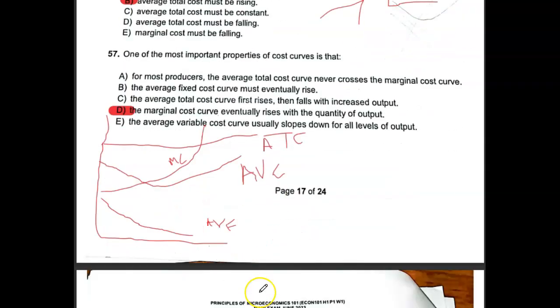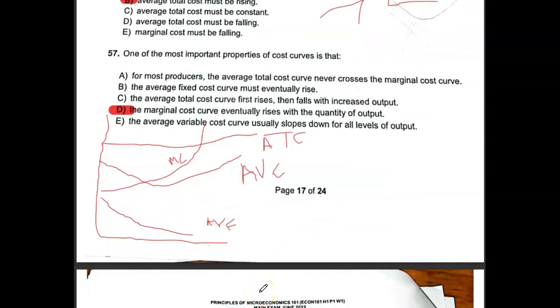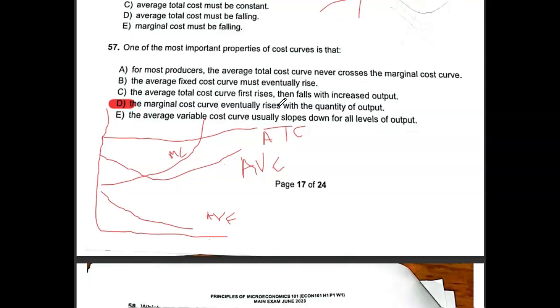All these curves increase. Now, one of the most important properties of curves is that the marginal cost curve eventually rises. It has to rise. It genuinely has to rise. All those cost curves besides fixed cost rise. They have to rise.